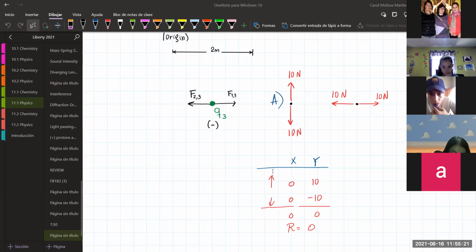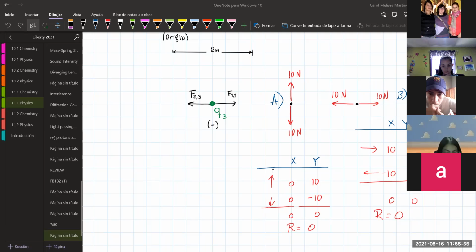Now, let's talk about situation B. If you do the sketch for B, I mean the table of components, for B you will have your vectors x and y, vector here and vector there. In y is going to be 0 because those are just horizontal vectors. In x is going to be 10 the first and negative 10 the second. When you add them all, you will have 0 and 0, and the resultant will also be 0.